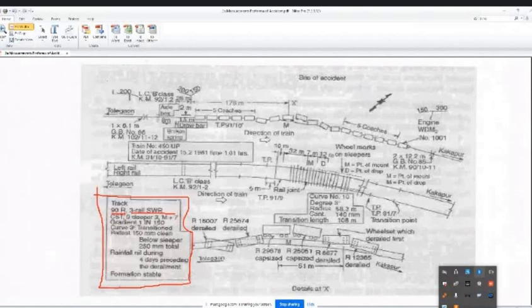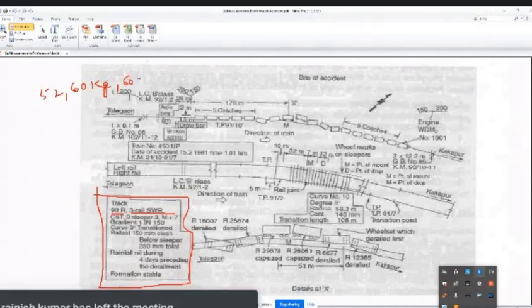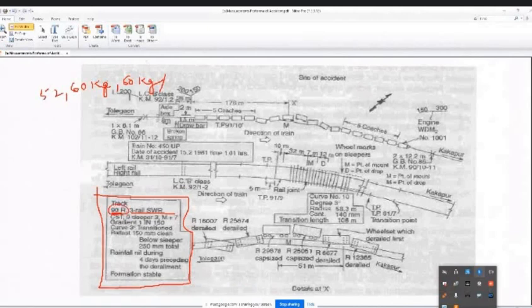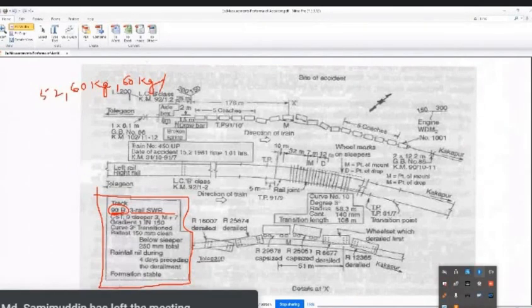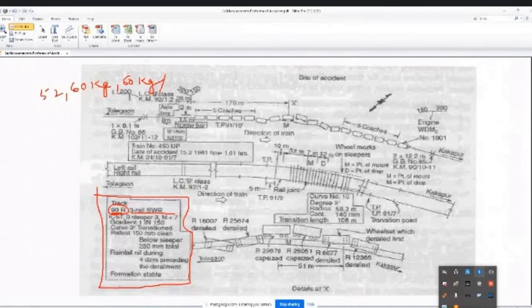Earlier I told you, nowadays we are using 52 kg rail, 60 kg rail, then 68 kg or 60 kg modified. The 90R and 75R rails were used only in meter gauge and some of the broad gauge. Nowadays 90R rails are not there. In our Indian railway track, in 99% of the cases, it is either 52 kg, 60 kg or 68 kg.